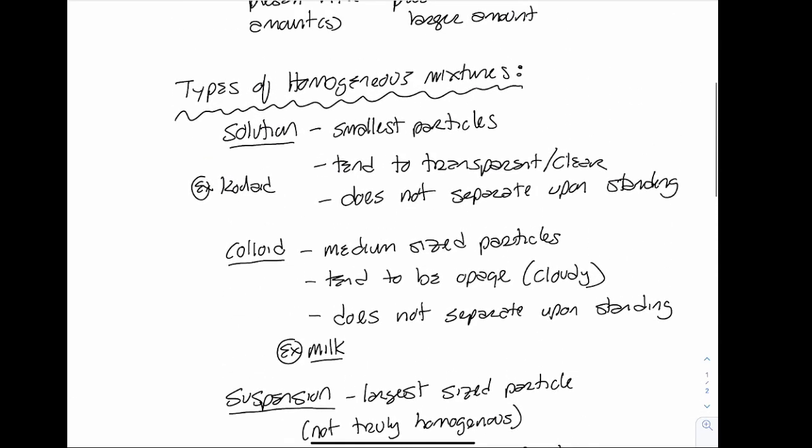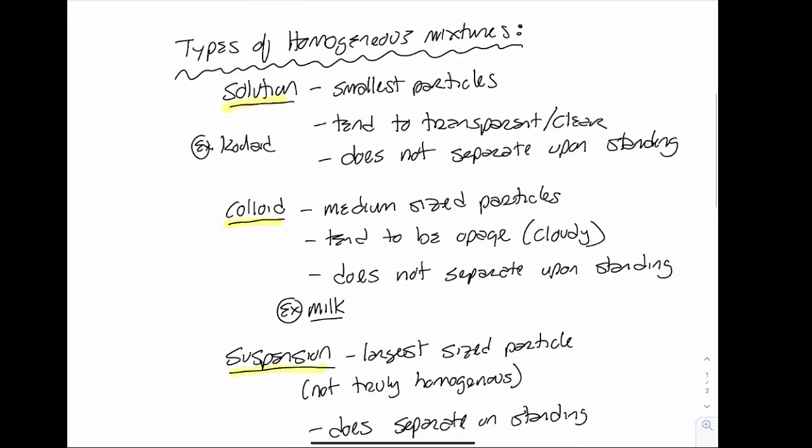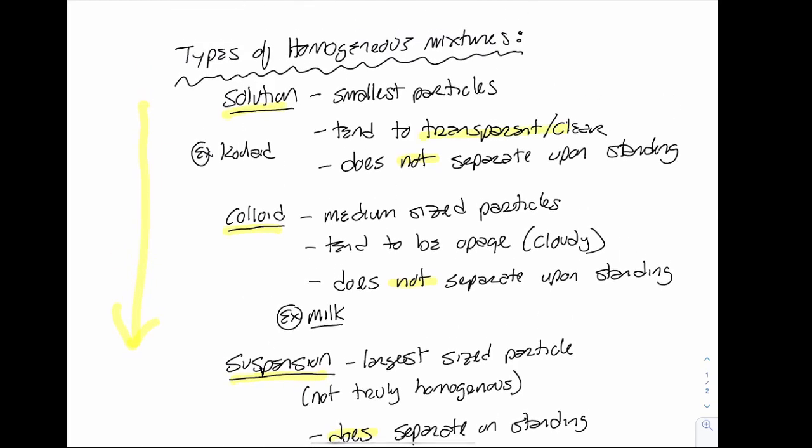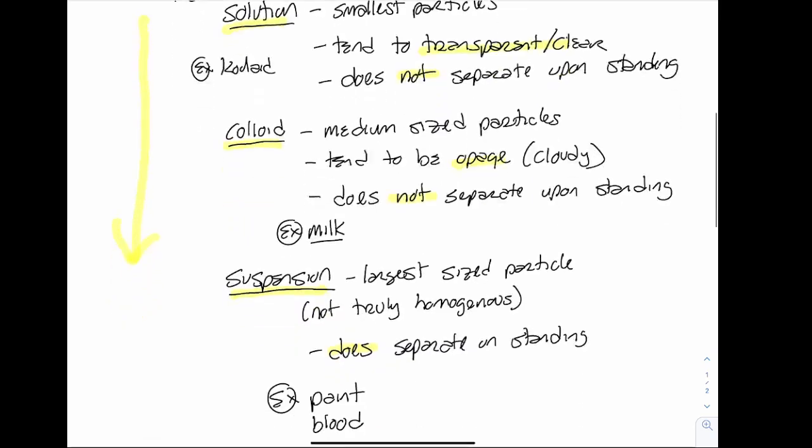So 3 types of homogeneous mixtures: solutions, colloids, and suspensions. As I go down, my particle size is getting larger. Solutions do not separate. Neither do colloids if you let them sit around. A suspension does separate, so not truly homogeneous. Solutions are transparent when you look at it, and then colloids are opaque. Suspensions are also going to be opaque, or cloudy.